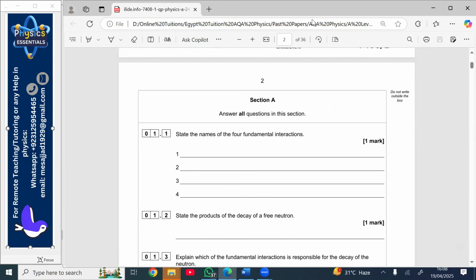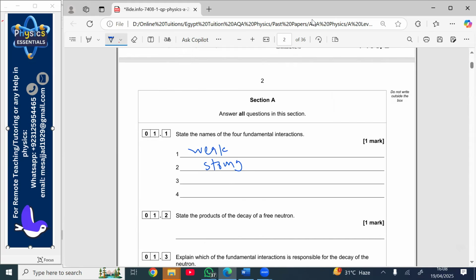So question number 1. State the names of the four fundamental interactions. So they're quite obvious. One is weak interaction. One is strong interaction. One is electromagnetic interaction. And the last one is gravitational interaction.